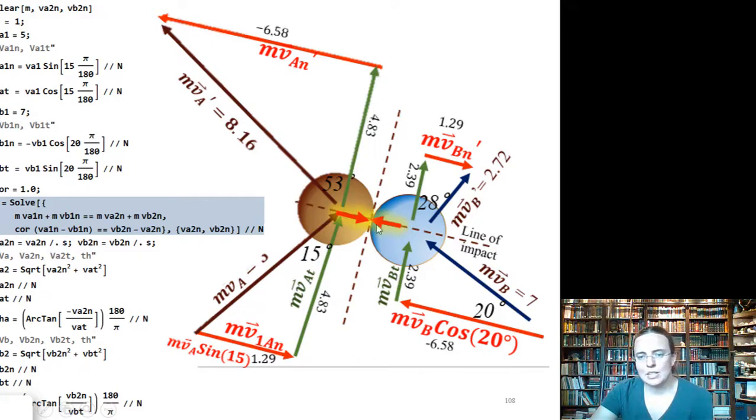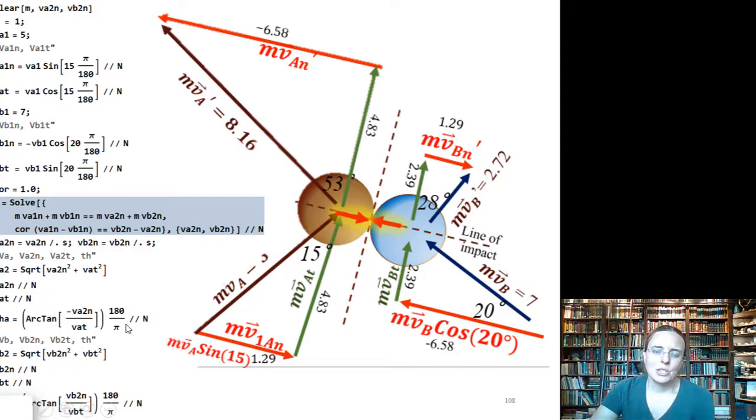Now here's B. For B, I have the initial velocity, and I'm going to split B into normal and tangent components here. Here's where I set my coefficient of restitution, and I solve my two equations for my two exit velocities. And then after I get my exit velocities, I'm going to say x squared plus y squared equals the total squared, so I can get the entire velocity coming out of here. And then I can look at normal versus tangent. I can get the angle of the velocity coming out of the collision.